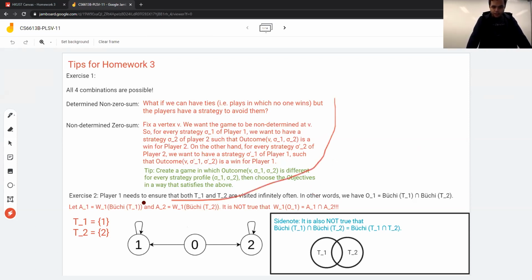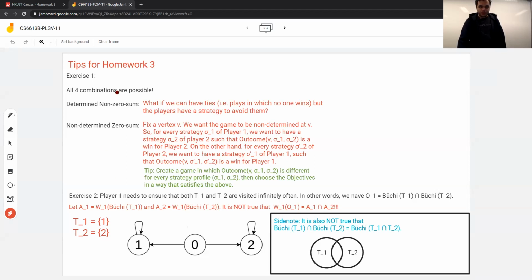So that's it basically. And another point that I should say here is that don't try to come up with classical objectives here. Classical objectives are always determined and zero sum. So you will not get non-determined classical objectives or any combination of them. What do you mean by classical objectives? So reachability, Büchi, safety, parity, and any normal combination of these things. Okay.